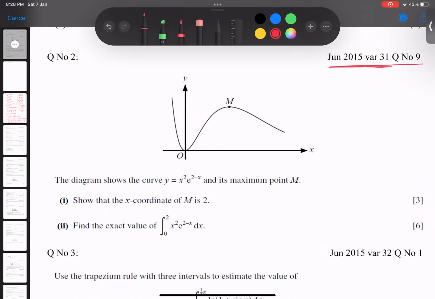The first part is that we have a point of maxima, and he's saying to find the x coordinate and show it must be 2. Second, we need the exact area, because when you integrate from lower limit 0 to upper limit 2, you get the area, and you need to show it equals the given value. So let's start. What is the first plan of action?